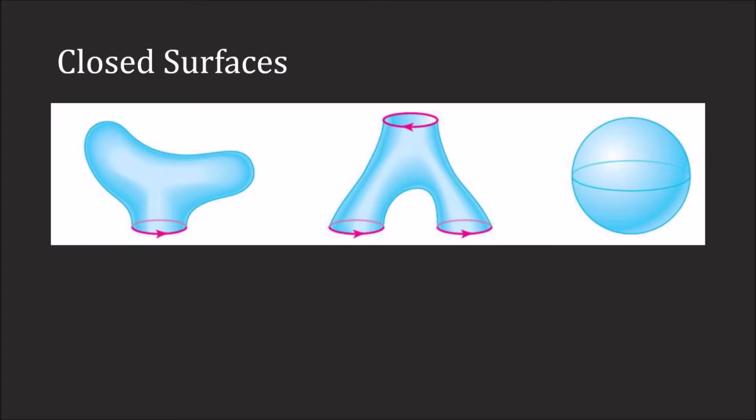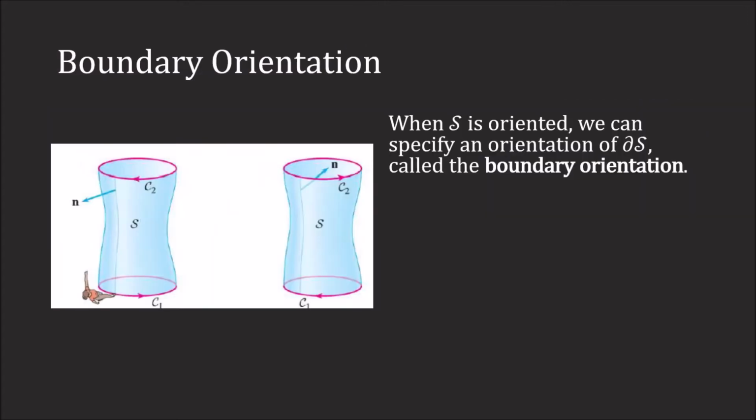Now, much like when you're dealing with Green's theorem, when we looked at a curve and the boundary of a curve, if we're given a surface S, then the boundary of S will be represented as partial S. We now need to discuss the boundary orientation.